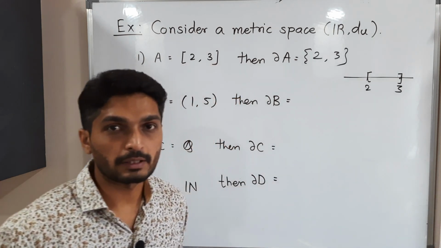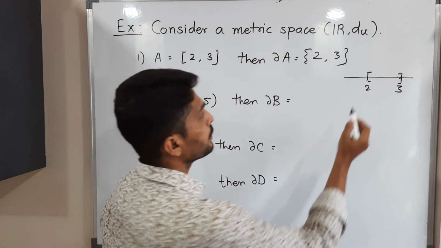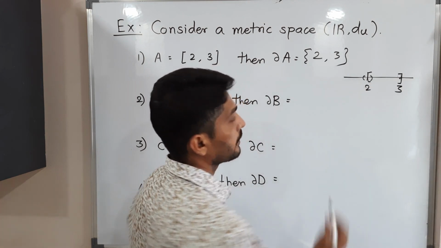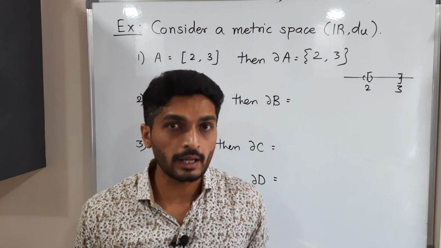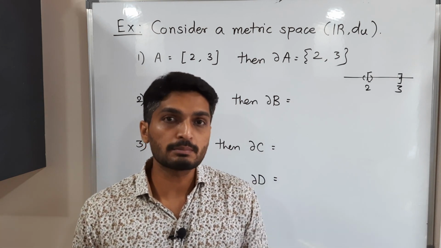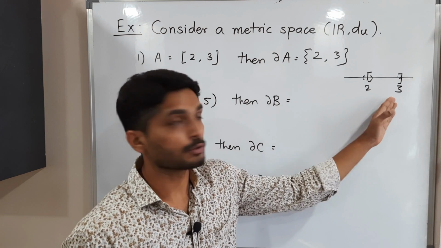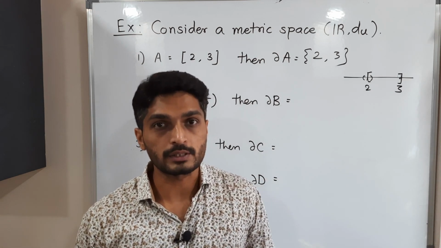You can easily tell me. Since around 2, if you draw any ball, definitely it contains points of A as well as its complement, and the same thing is happening for point 3 also. So that's why 2 and 3 are boundary points.